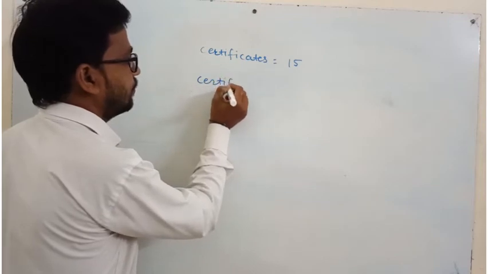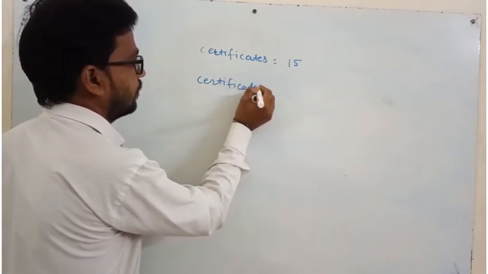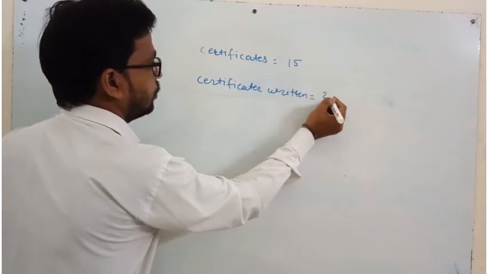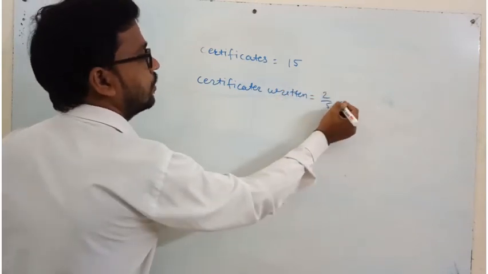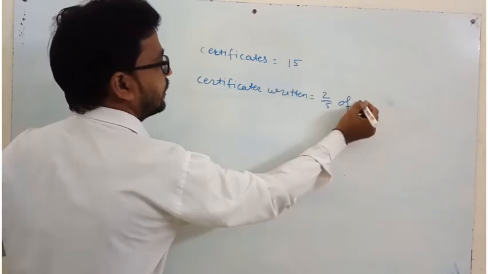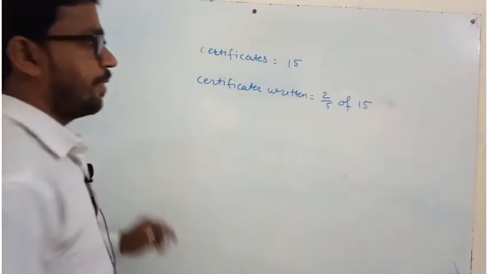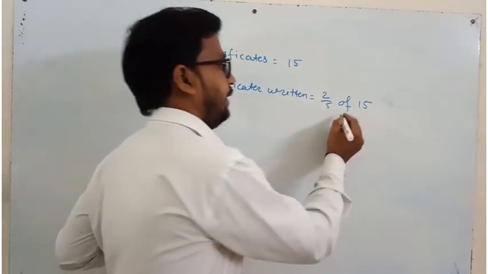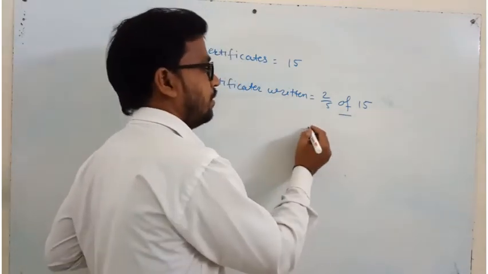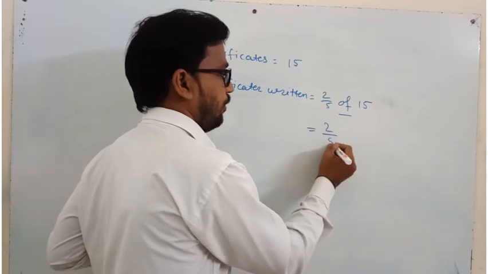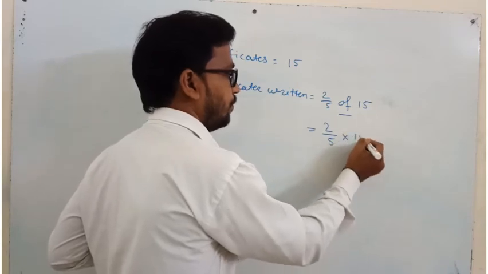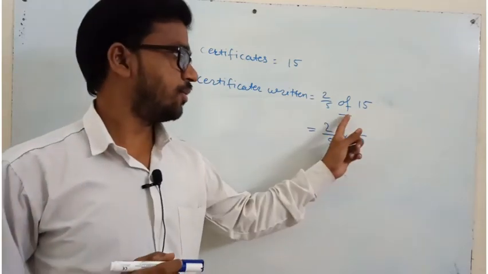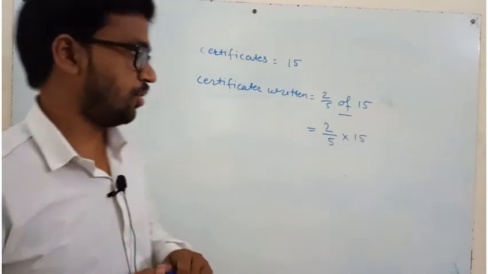So certificates written equals 2/5 of certificates, which means 15. 2/5 of 15. Now, the meaning of "of" is multiplication. This is 2/5 into 15.